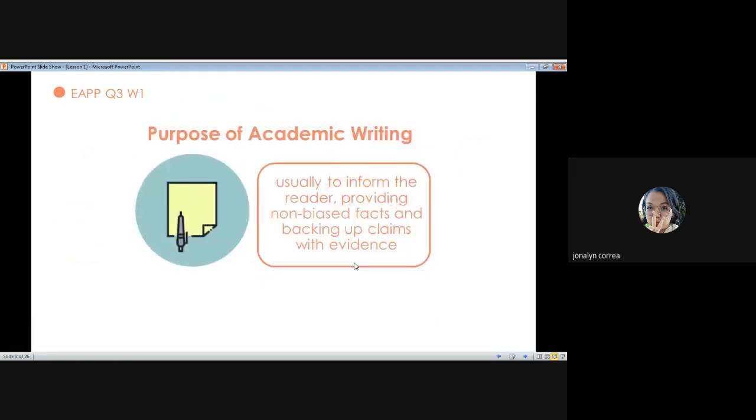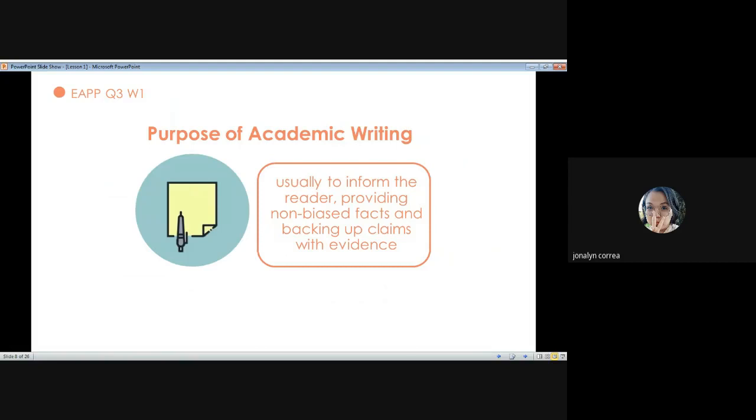So again, here is the purpose of writing academic text. First, it is usually to inform the reader, providing non-biased facts. Again, it is always based on facts, and backing up claims with evidences. As I have said a while ago, if you are to propose a theory, then you have such evidences in writing that specific paper.